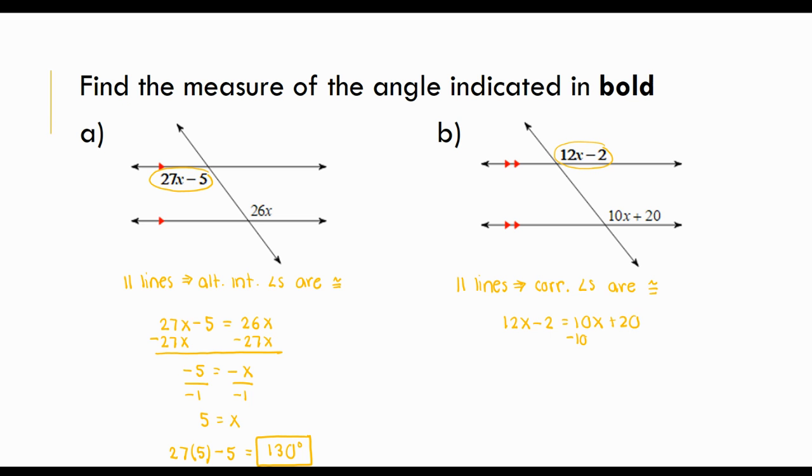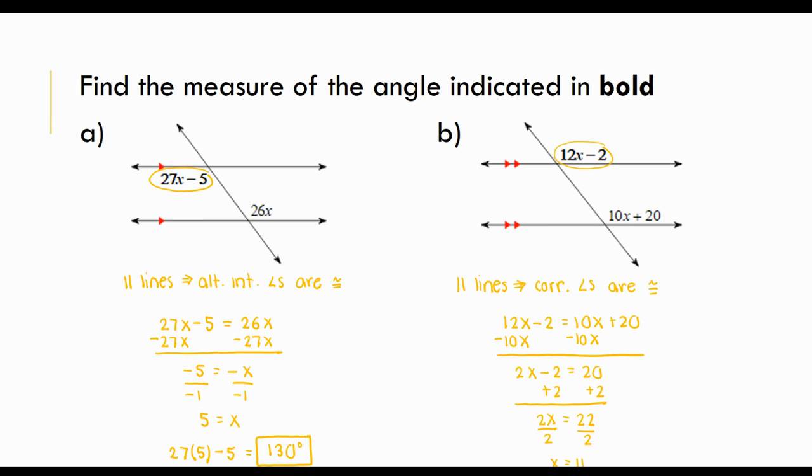I'm going to subtract the 10x to get the x's together. That gives me 2x minus 2 equals 20. I'm going to add 2 to both sides. That gives me 2x equals 22. So I'll divide both sides by 2, and I get x to be 11.